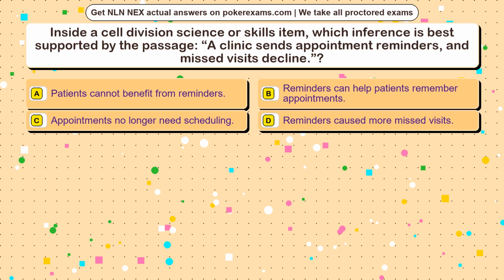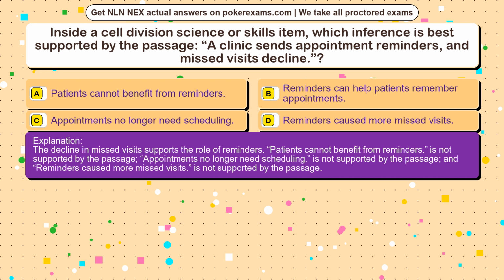The correct answer is option. The decline in missed visits supports the role of reminders. Patients cannot benefit from reminders is not supported by the passage, appointments no longer need scheduling is not supported by the passage, and reminders caused more missed visits is not supported by the passage.